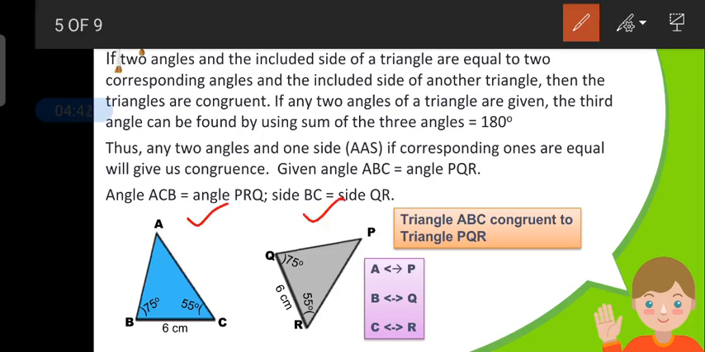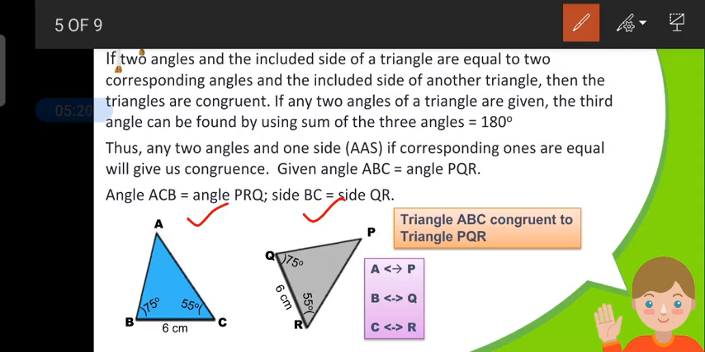As you all can see in this diagram, triangle ABC and triangle PQR. Here angle B is equal to angle Q and angle C is equal to angle R. So which is the side included in that? BC is the side and here QR is the side. Also, when you know two angles, you can easily find out the other angle. How? By using the sum of three angles. We know that the sum of three angles is 180 degrees. When you subtract the two known angles from 180 degrees, you get the other angle. This is how you find out the third angle.